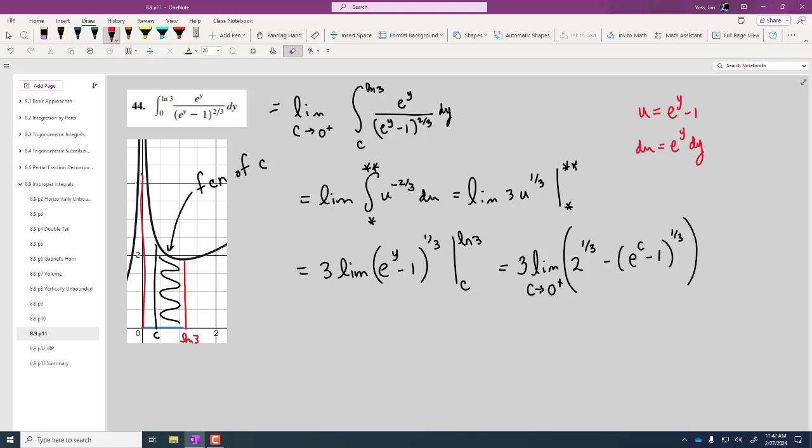And this piece on the right, where does that go as c goes to 0? 1 minus 1. So that's all 0. And the 2 to the 1/3 is a constant. The limit of a constant is itself. Nothing happens there, it just sticks around. So we end up with a final answer of 3 multiplied by the 3rd root of 2, which you could write in several ways. That is our final answer: 3 times the 3rd root of 2.